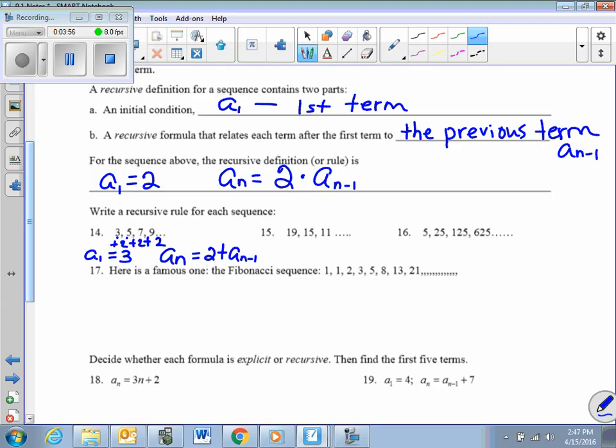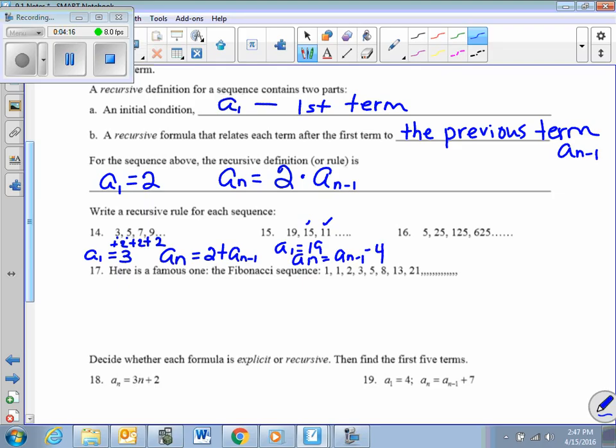All right, so what's happening here? My first term is 19, and what's happening each time? I'm subtracting 4, right? 19 minus 4 is 15. 15 minus 4 is 11, so A sub n is A sub n minus 1 minus 4.